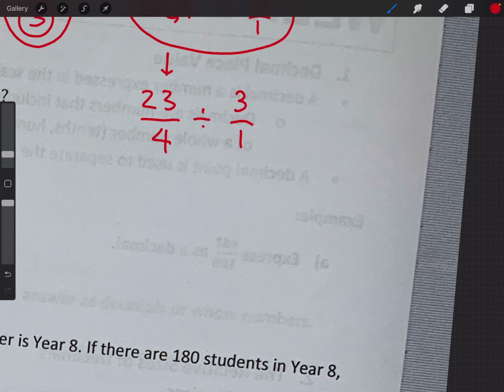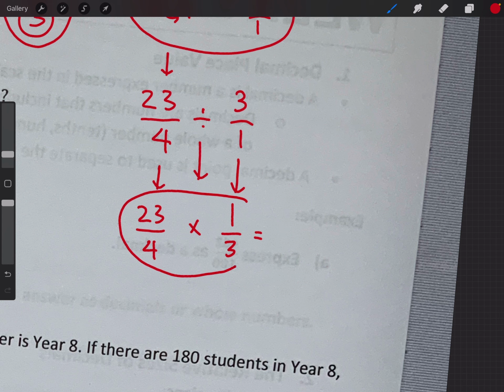Right. Now, to do division of fractions, we must keep this one the same, 23 on 4. We flip this second one upside down, so it becomes 1 on 3, and we change the divide into a times. So that becomes like that. So now we're working with multiplication, great. Can we simplify anything? I'll always ask that question when you're multiplying fractions, okay? Try and simplify. If you can't, just multiply it across. In this case, you can't. So just multiply: 23 times 1 is 23, and 4 times 3 is 12, and there's your answer.